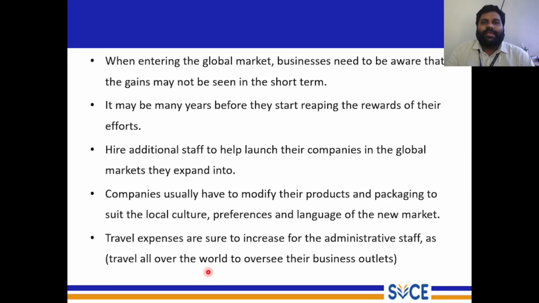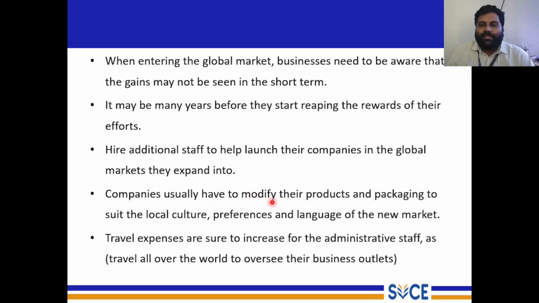So when entering the global market, businesses need to be aware that the gains may not be seen in the very short term. We have to be very considerate, and we need to be in the market for at least 5 years, so that you can start to see the gains on your product. It may be many years before they start reaping the rewards of their efforts. As we said, hire additional staff to help launch their companies in the global markets as they expand.